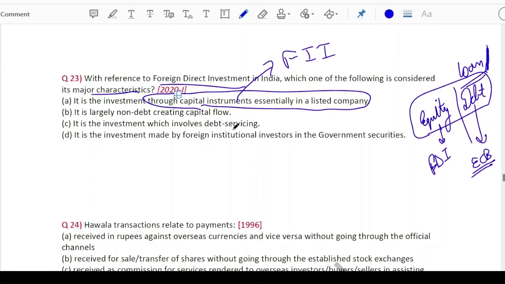Here, I want to show the trick that we have used in the first lecture. That was, if there are totally opposite statements, then one of the statements will be the answer. B and C are directly opposite to each other. Here we have seen this is equity. So it's a non-debt creating capital flow. So answer is B. It is the investment made by the FII in the government securities. No, this is FII only.